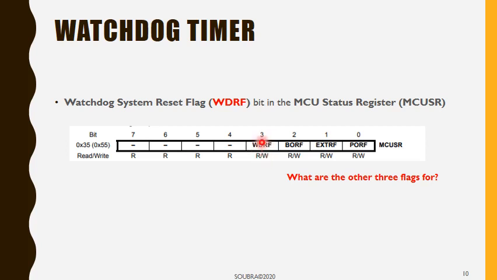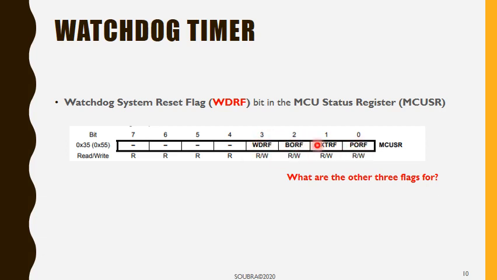Reading a 1 here, and you guessed it, will cause the WDE field in the watchdog register to be set to 1 to make sure that the watchdog is still on. Fair enough? So this is the flag telling me that the watchdog timeout caused the system reset.